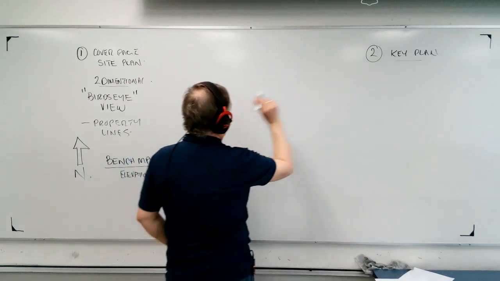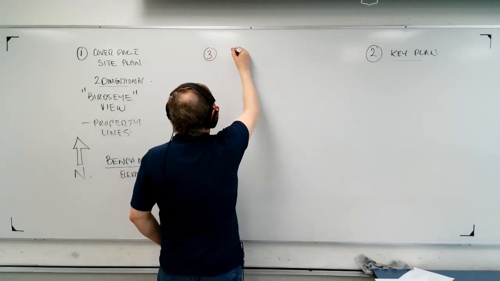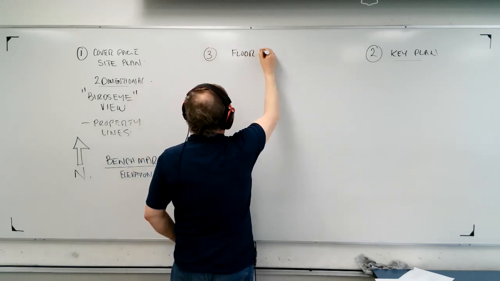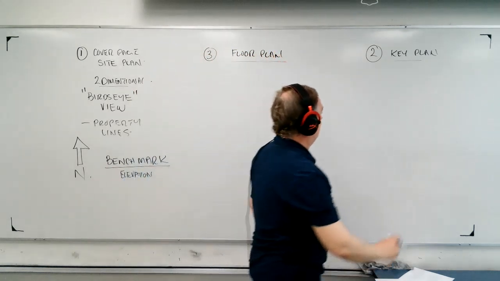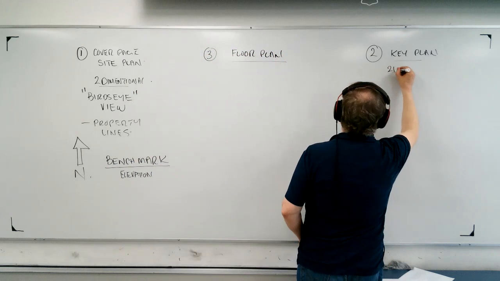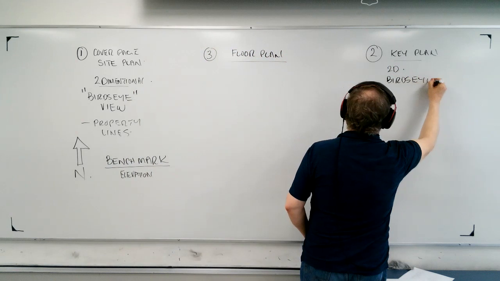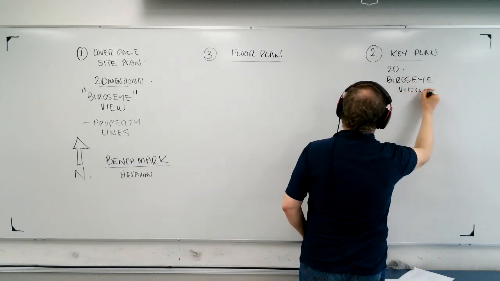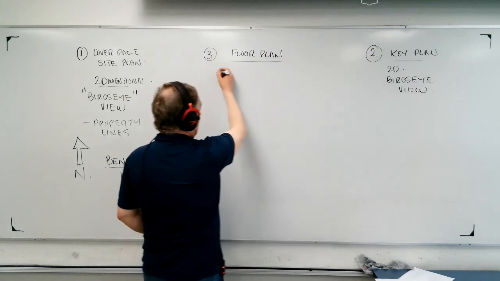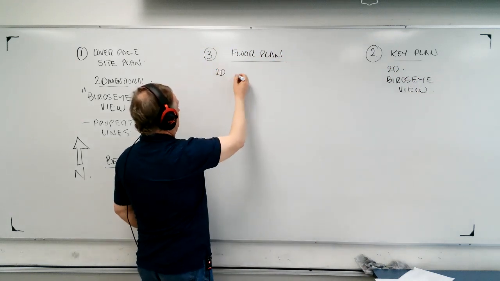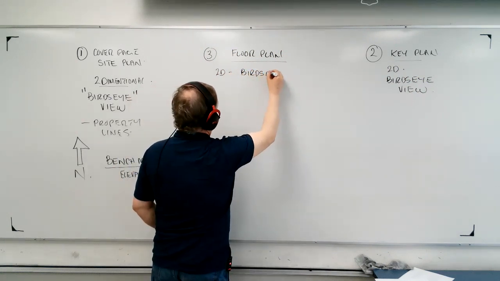Number 1, site. Number 2, key plan. Let's look at number 3. Number 3 is going to be the floor plan. Now, the floor plan, a very, very important type of plan. Okay. Now, key plan, also two-dimensional bird's eye view. Bird's eye view. So from straight above. Okay. The floor plan, two-dimensional bird's eye view, also from straight above.